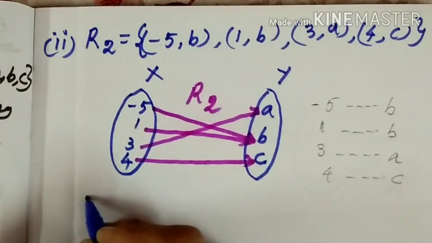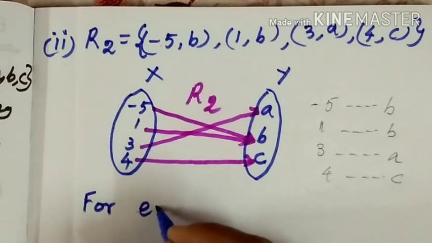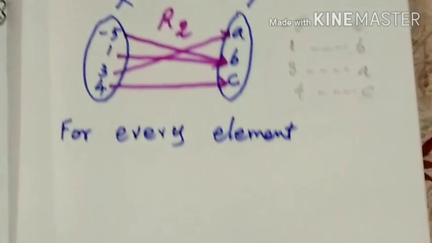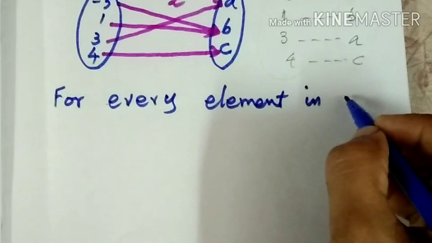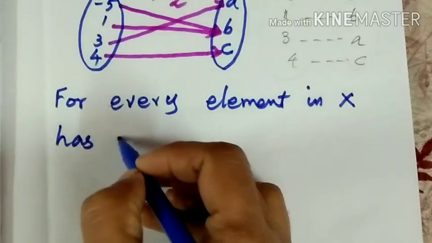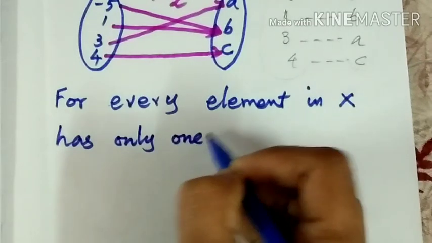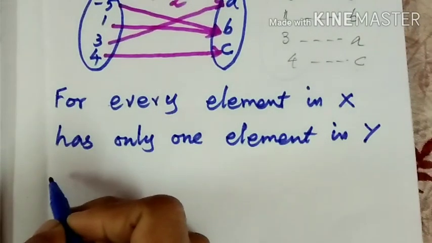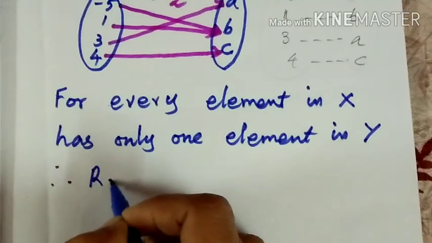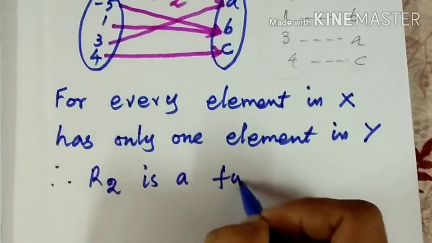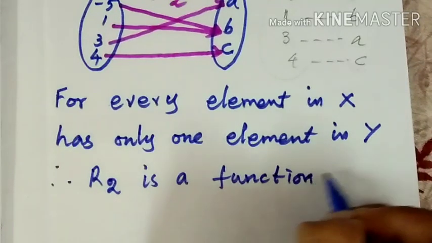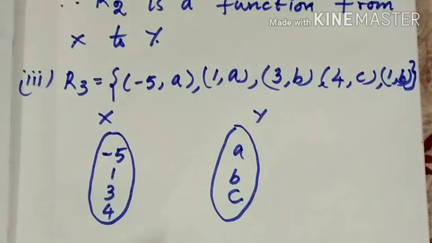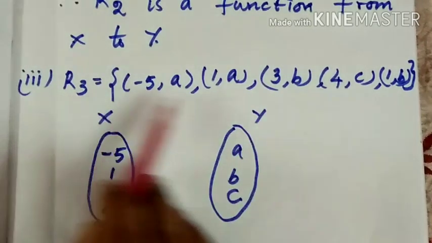For the reason: every element in X has only one element in Y. Therefore, R2 is a function from X to Y. Now we move on to the last subdivision, R3.